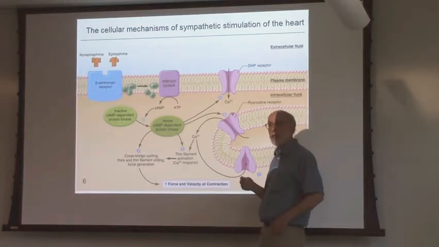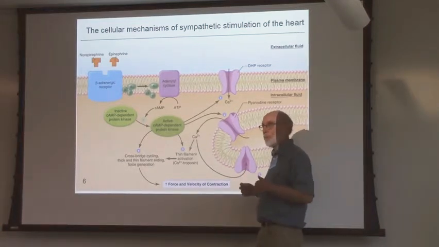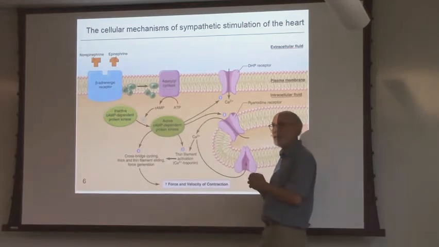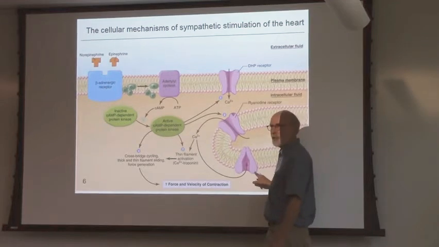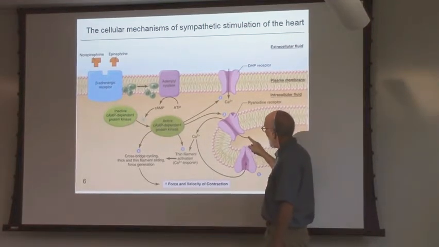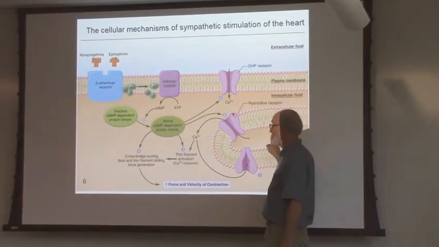Okay, so those are the mechanisms for increasing the rise in calcium and the increase in contractile force. What is this supposed to be? What do you suppose this thing is? What happens to the calcium? How does the calcium get back into the SR?